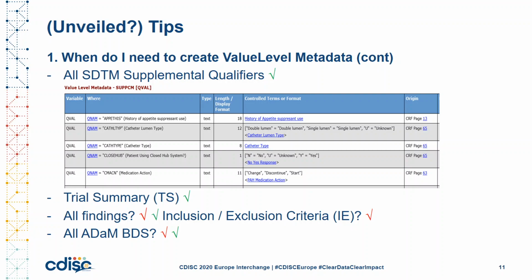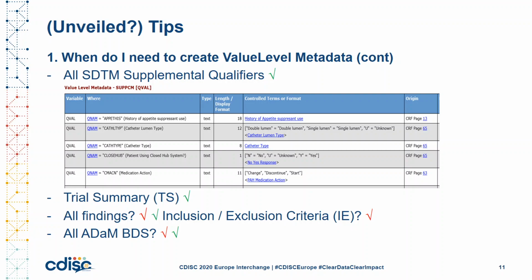As a rule of thumb, if I open a define XML for SDTM, I would expect value level metadata to be by default available for all supplemental qualifier and the trial summary datasets. In the first case, it is very likely that an individual supplemental qualifier contains information of various and different types. Similarly for trial summary, each trial summary parameter requires different attributes, including the use of different external dictionaries. So here we have a heterogeneous set of information that cannot be described by simply using variable metadata.